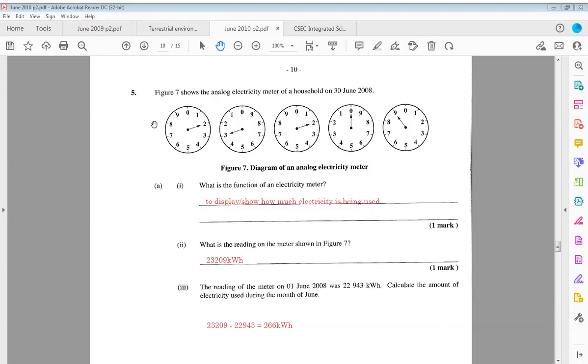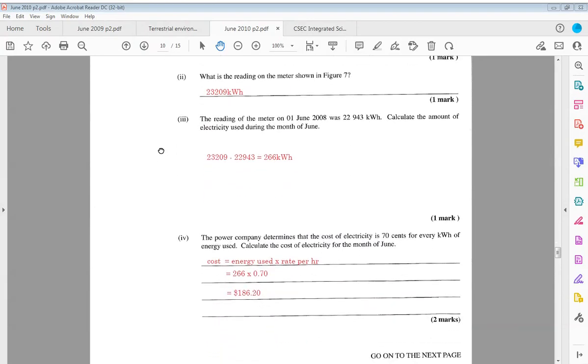So remember, we're starting at the far most left and we're moving to the right. And we're reading clockwise, then anti-clockwise. So the first point is 2, the second 3, the third one, and next 2, then 0, and then 9, right? So the reading is 23,209 kilowatt hours. The third part, the reading on the meter on June 1st, 2008 was 22,943 kilowatt hours. Calculate the amount of energy used during the month of June.